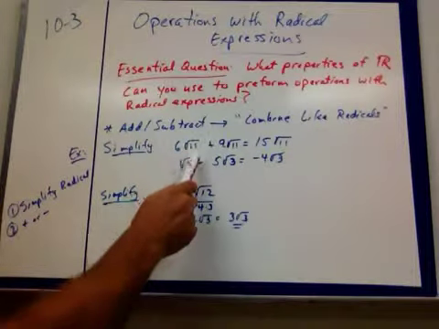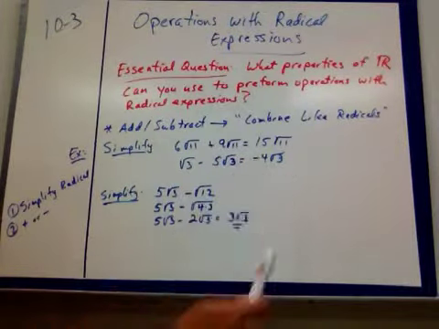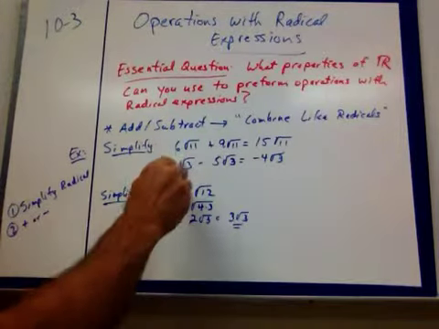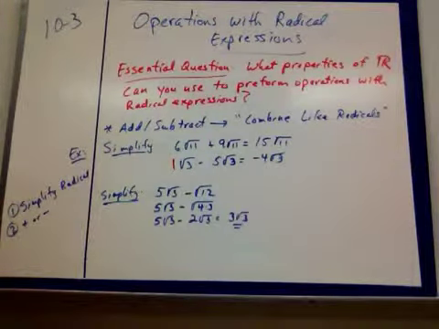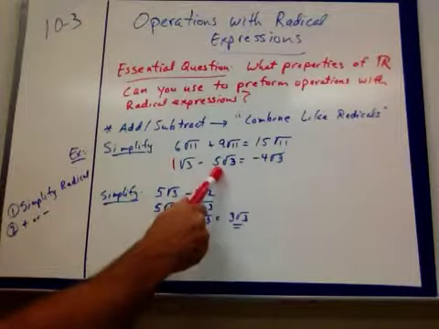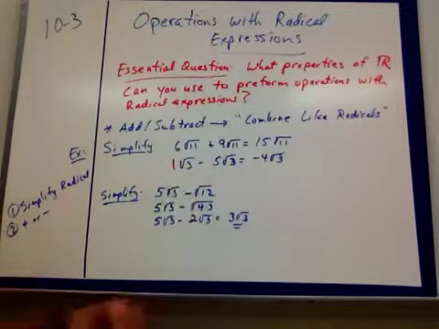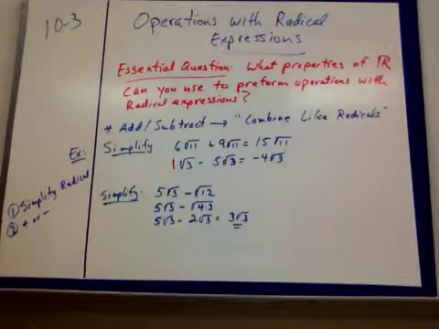So 6 square root of 11 plus 9 square roots of 11 gives you 15 square roots of 11. Remember there's a 1 right here. We don't put it there, but there's a 1 there. It's understood to be there. 1 minus 5 is negative 4 square roots of 3. As long as the radical parts are the same, we're good.